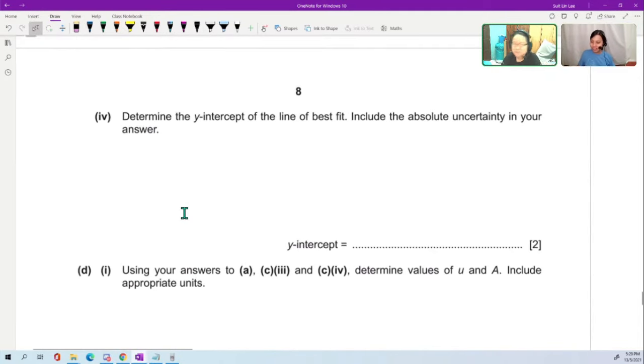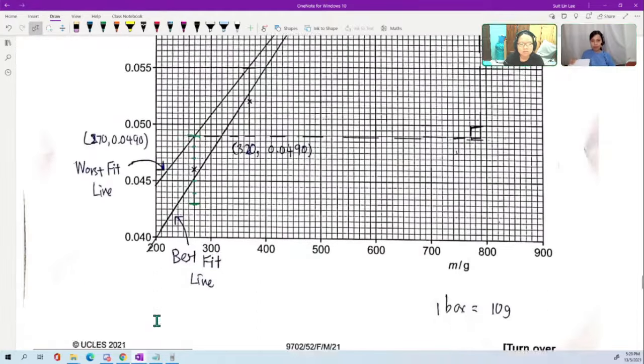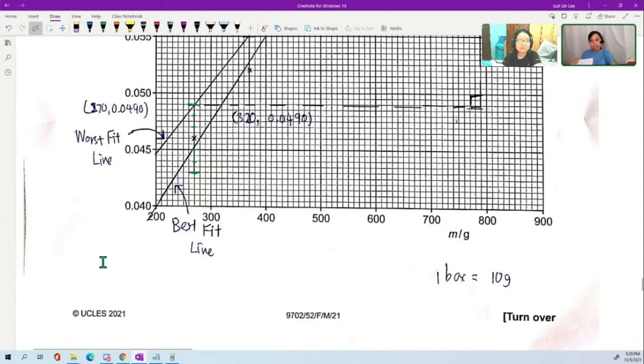Okay, y-intercept. Include absolute uncertainty. This question never misses out. You can read from the graph, the y-intercept. Let me look at the graph first. Where the line cuts the graph there, you just read it off.